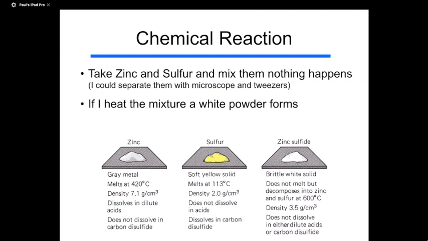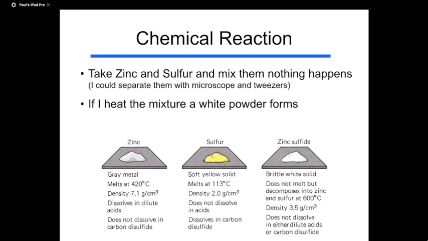An example could be zinc and sulfur. Zinc is a metal, sulfur is a powdery yellow substance, and each of these particular entities has certain characteristics. This melts over 400, this melts at about 100. This one is heavy, weighing about 7.1 grams for every cubic centimeter. This one's rather light, 2 grams for every cubic centimeter.